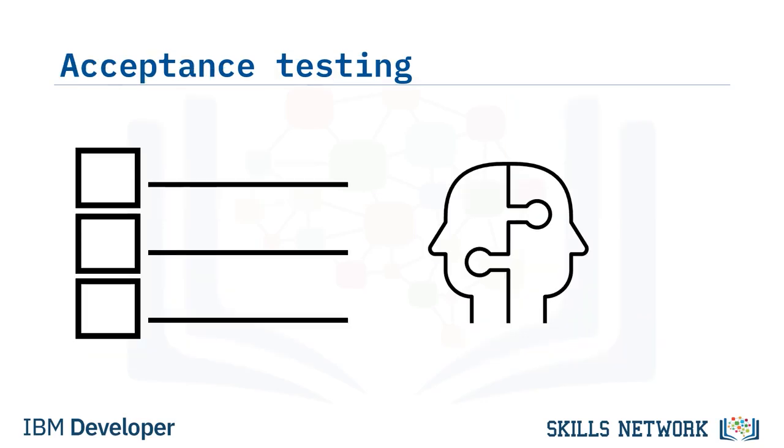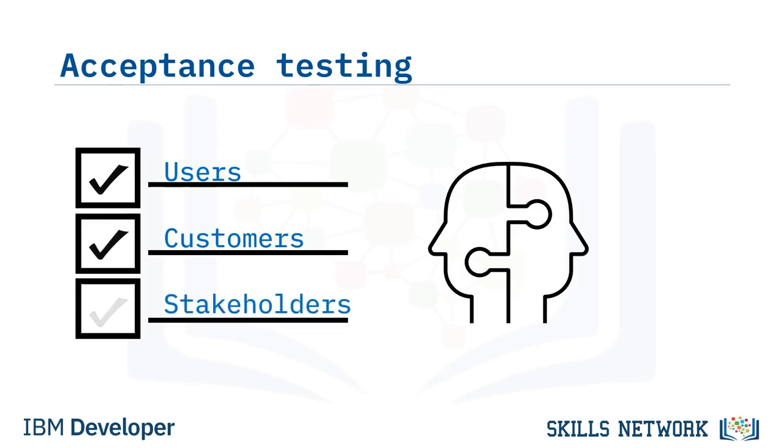And finally, acceptance testing is formal testing with respect to user needs, requirements, and business processes. It determines whether a system satisfies the needs of the users, customers, and other stakeholders. Acceptance testing is usually done by the customer or the stakeholders during the maintenance stage of the SDLC.